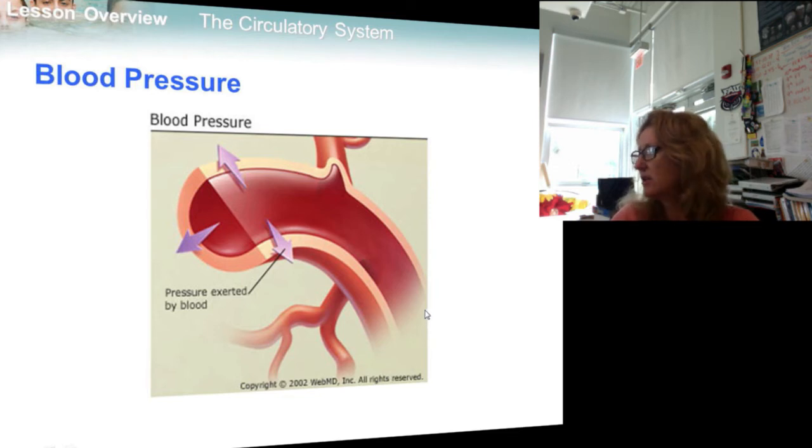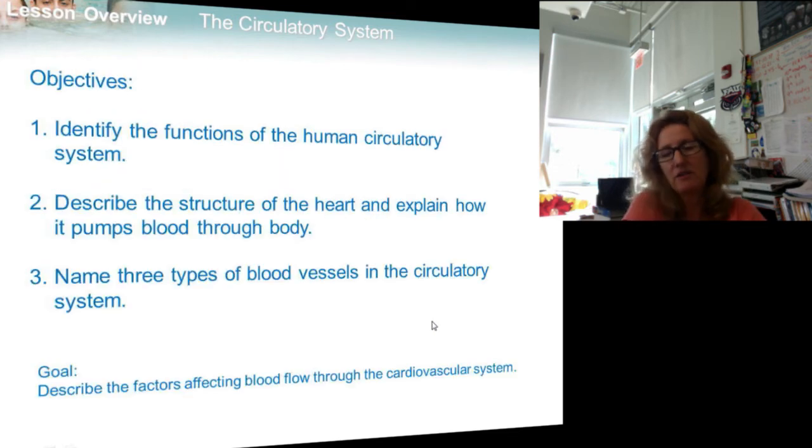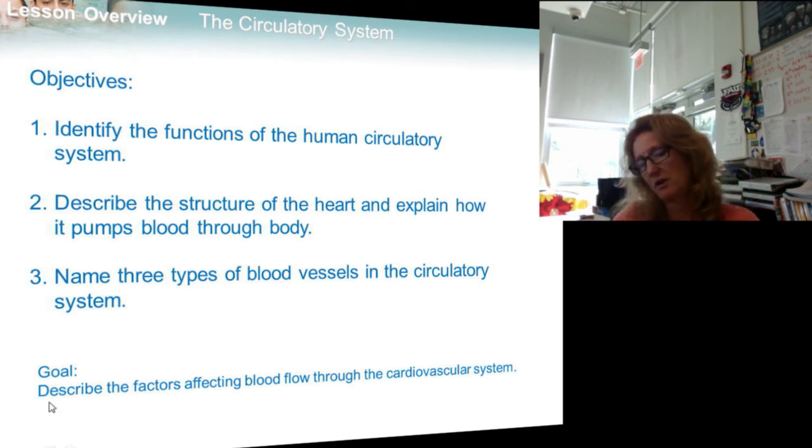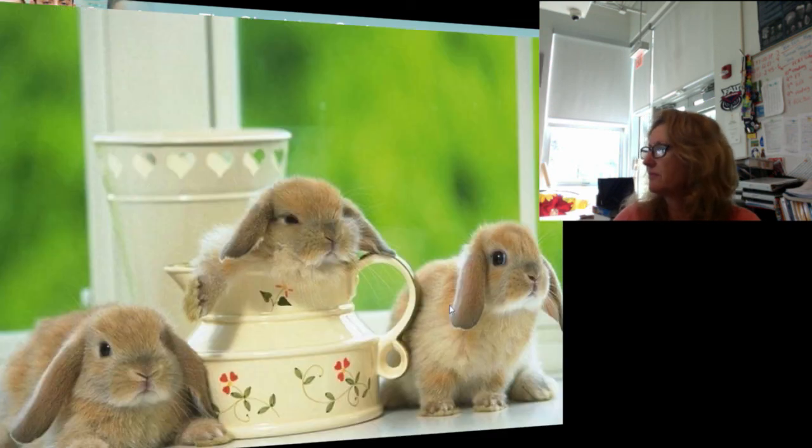So our objectives are to identify the function of the human circulatory system, describe the structure of the heart and explain how it pumps blood through the body, and also name the 3 types of blood vessels in the circulatory system. And they all help to support our goal of describing the factors affecting blood flow through the cardiovascular system.